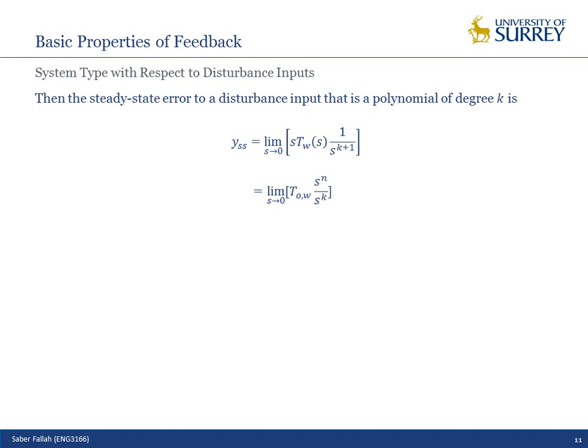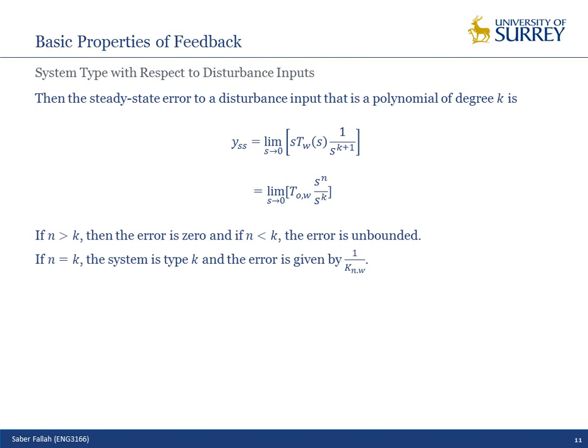If n is bigger than k, what's the steady-state error? 0. If n is equal to k, not 1, it is the limit of TOW, which is a non-zero constant. If n is less than k, the steady-state error is infinite. Correct? So how can I define the type of the system? This here is what we talk about.